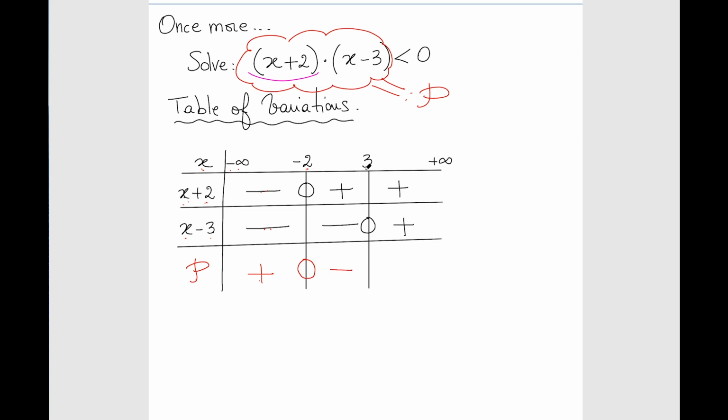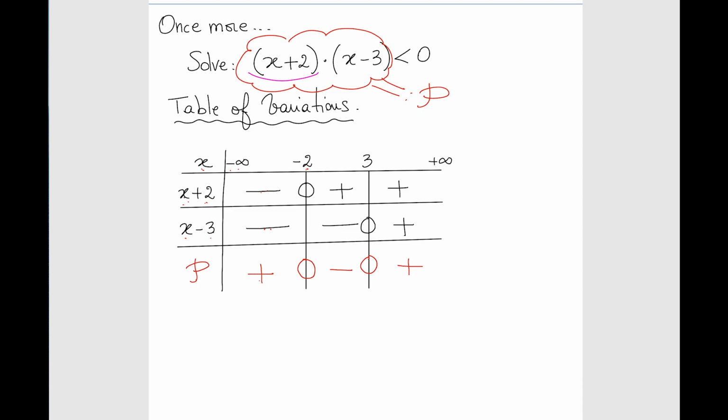At 3, when x is 3, one of the factors is 0, namely x minus 3 is 0, and hence that's going to force the product to be 0. And once x exceeds 3, both of the factors are going to be positive, and hence the product is going to be positive.